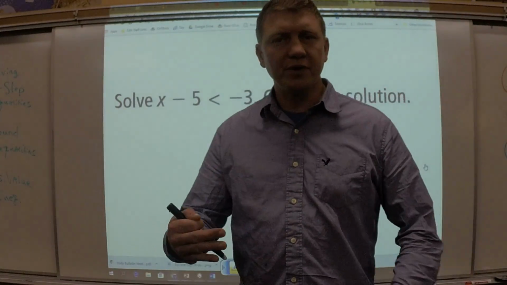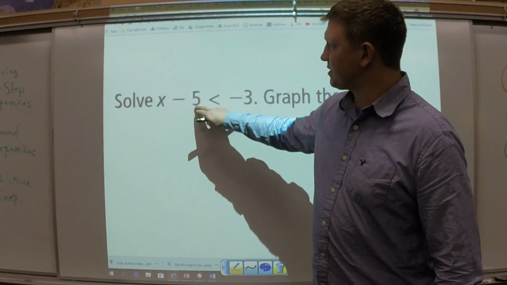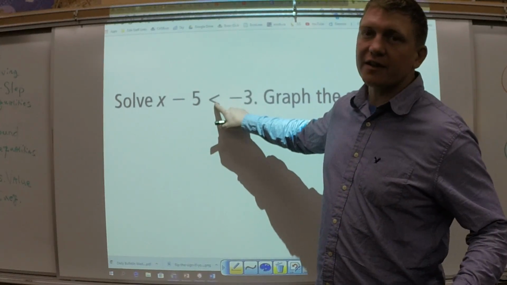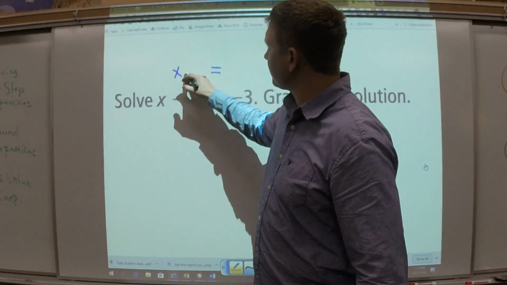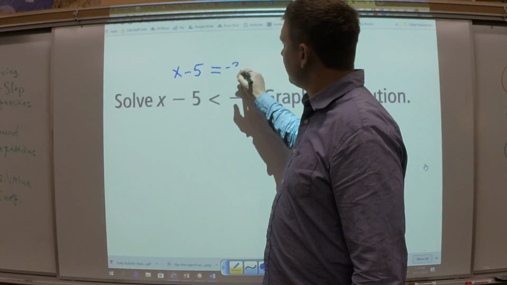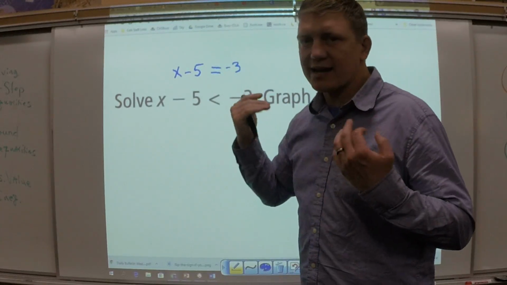Check out this example, it is only adding or subtracting. In this particular step, we treat this just like it was an equal sign. And so if this was an equal sign, it would look more like this, right? And we would solve this. We would solve by adding 5 to both sides, and we would figure out what x equals.